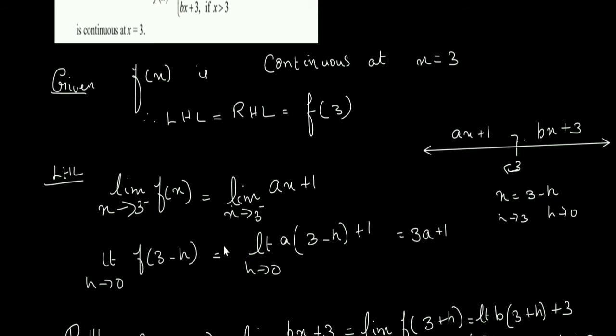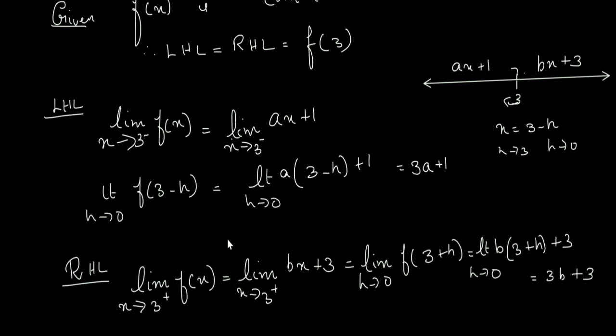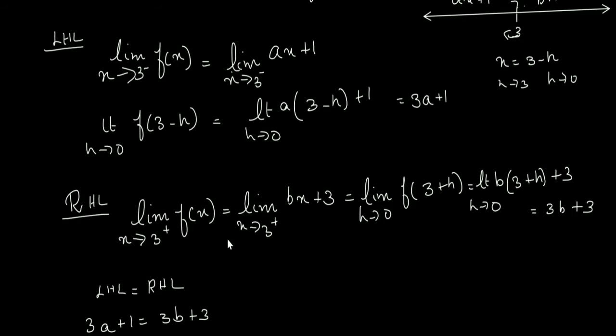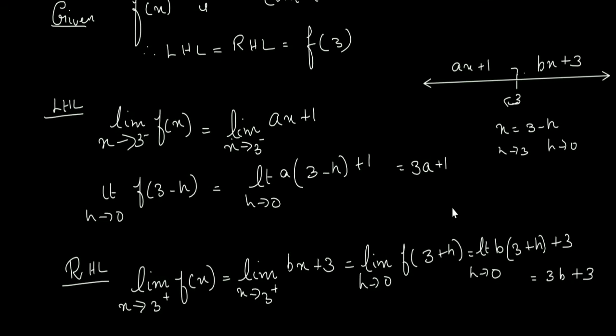Now we'll move on to the right hand limit. Right hand limit is limit x tends to 3 plus of f of x. Right of 3, the function is bx plus 3. So you put x is equal to 3 plus h. So b into 3 plus h plus 3. When you put h as 0, it will become 3b plus 3.